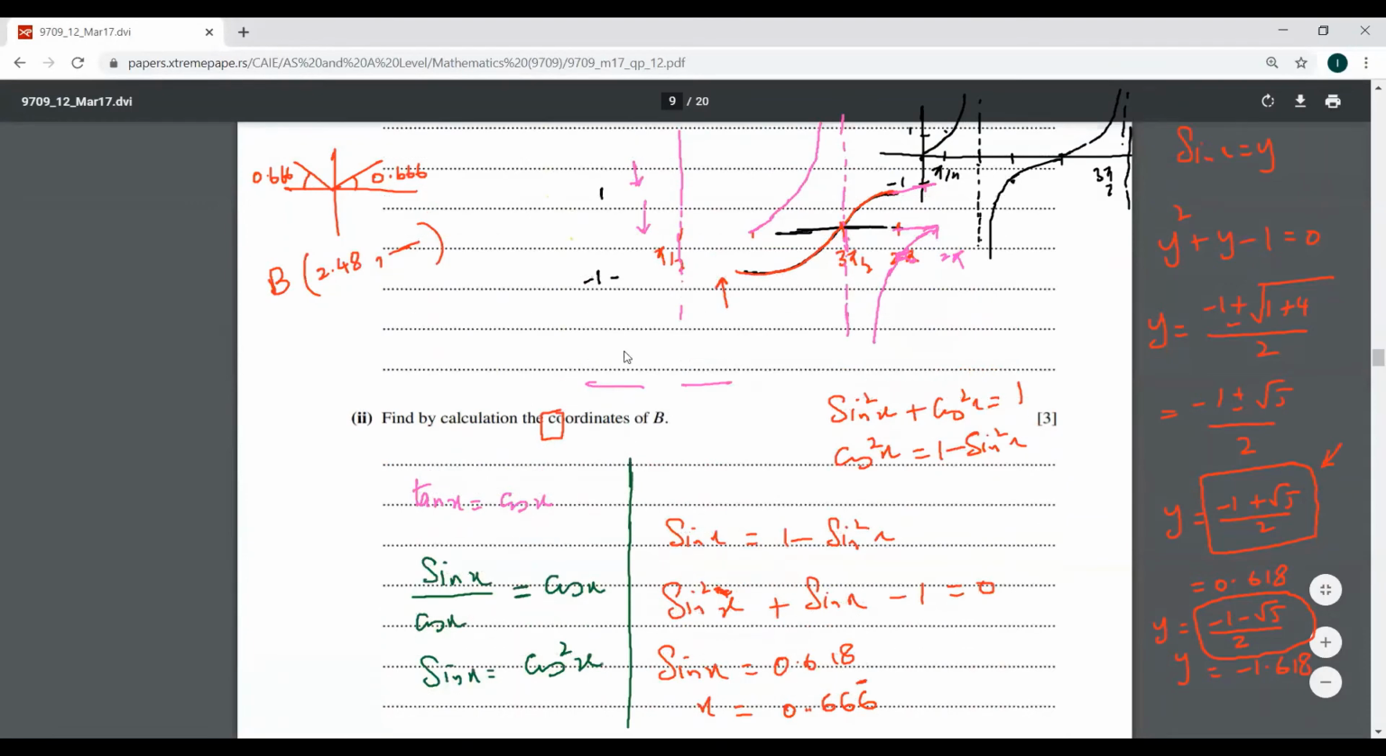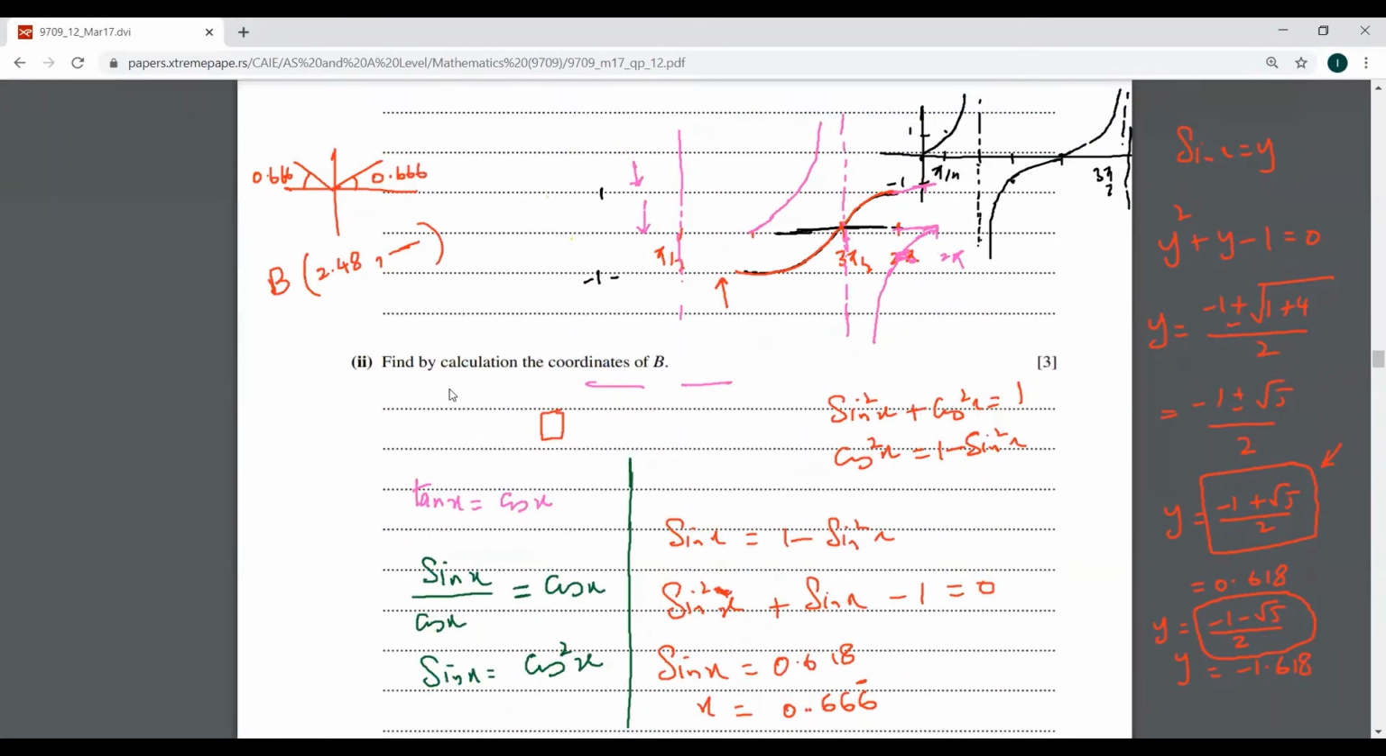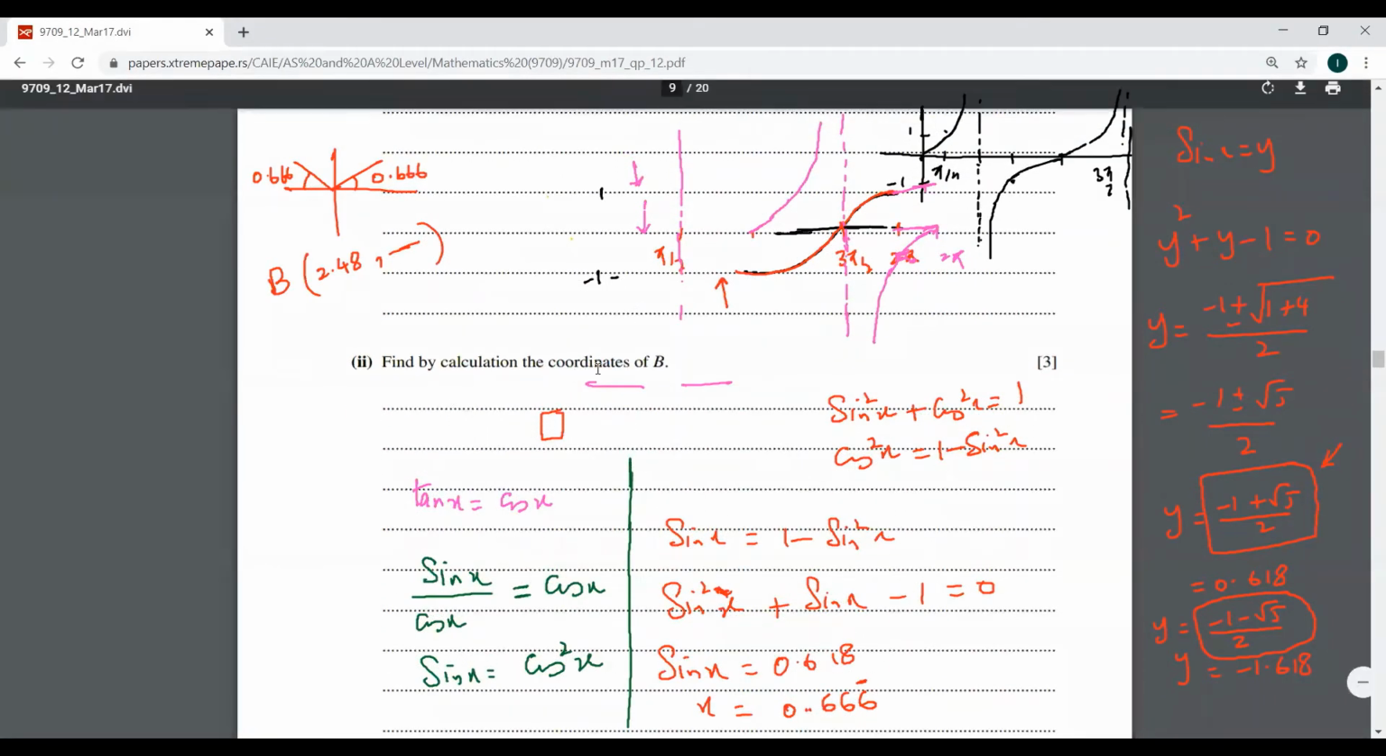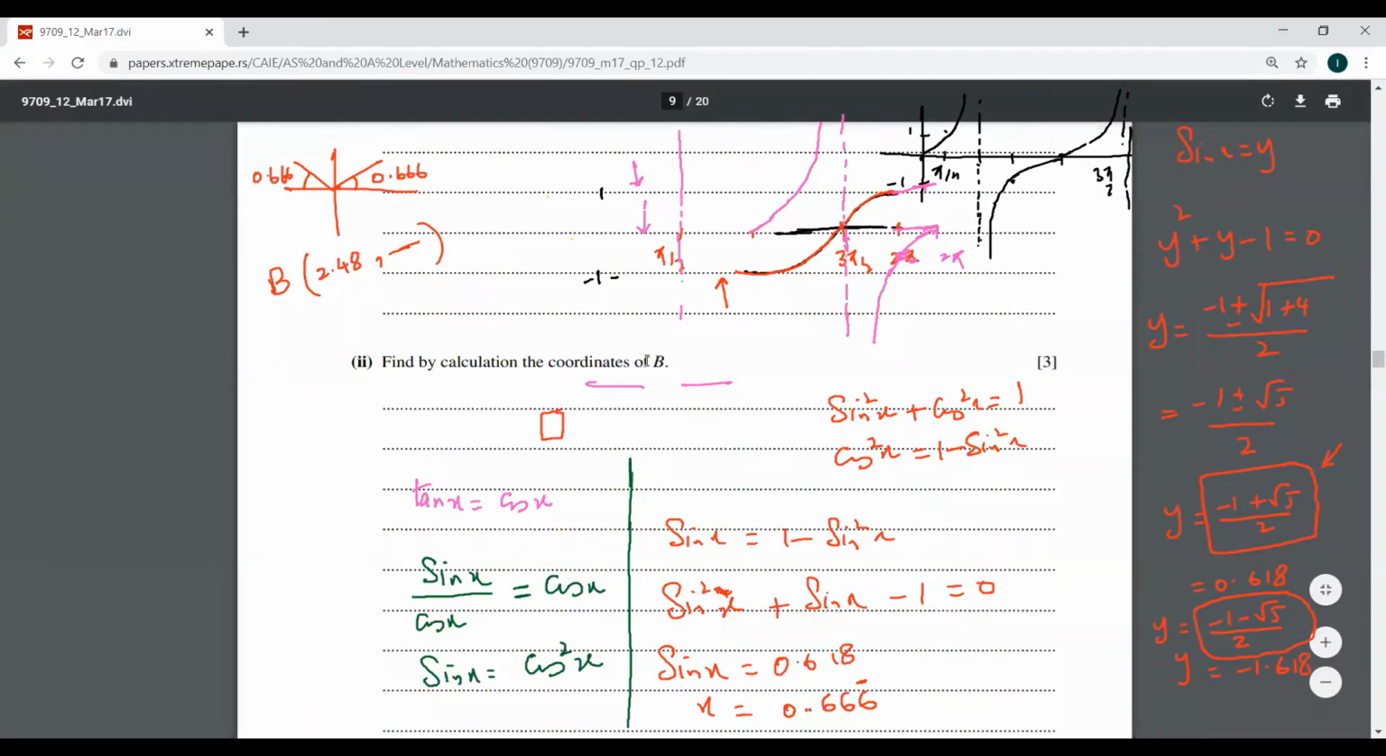So much space given. Find by calculation the coordinates. Oh, now he wants you to find the coordinates of B. So that means he's interested in the y coordinate as well, okay?